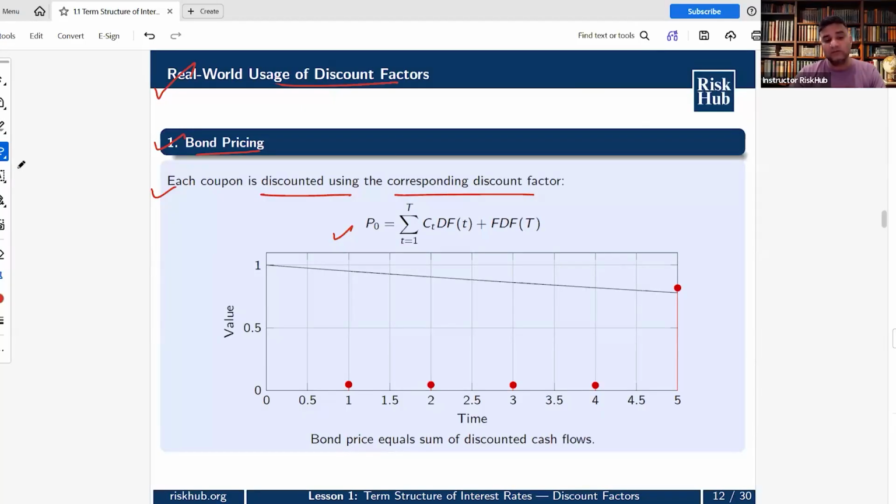Horizontal axis time 0 to 5 years, vertical axis value 0 to 1. The thin line is the discount factor curve. The 5 red dots, which were not present in the previous chart, are the present values of the 5 cash flows. The picture shows 4 small dots near 0.05 for the coupons and 1 tall dot near 0.82 at DF5. The tall dot is nothing but C5 plus F, roughly 1.05, into your DF5, about 0.78. The 4 dots are your 0.05 into DF of small t.